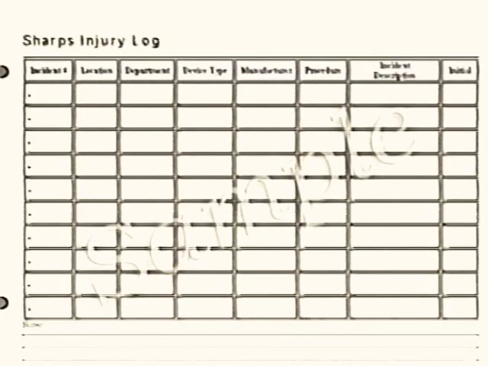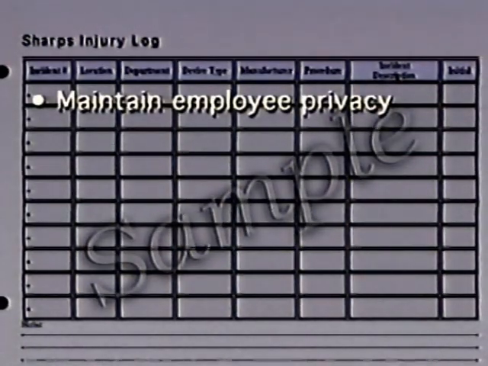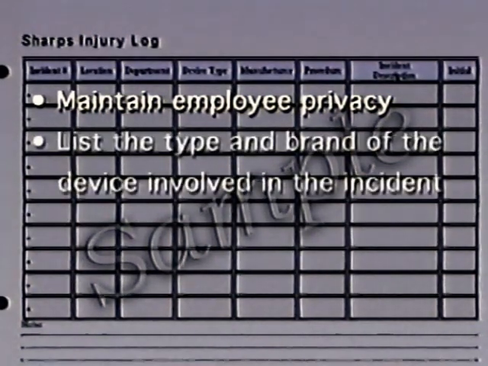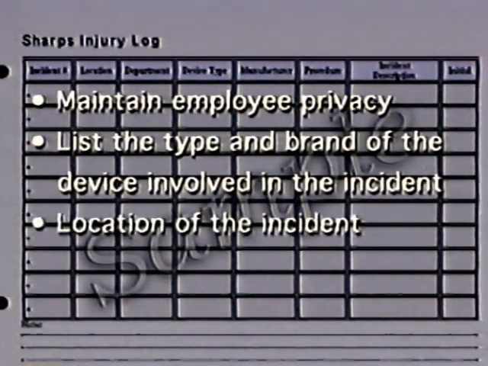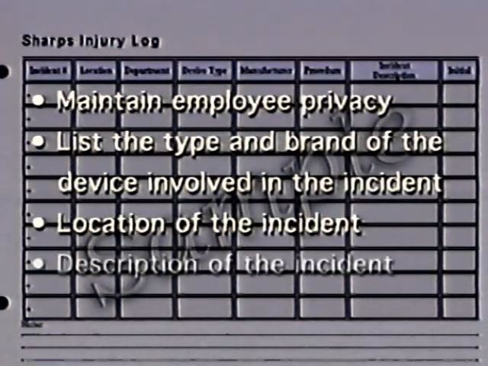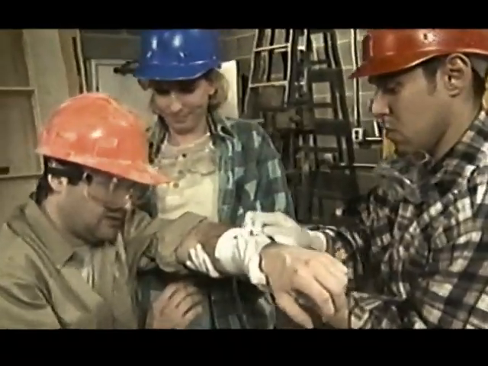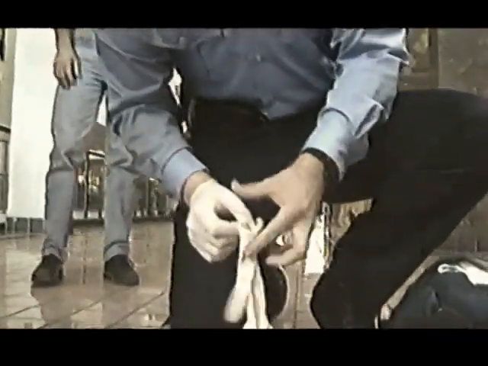Employers must maintain a sharps injury log for the recording of injuries from contaminated sharps. The log must maintain employee privacy, list the type and brand of the device involved in the incident, include the location of the incident and description of the incident. This training is only a part of an overall exposure control plan. This plan is an important step in eliminating or minimizing employee exposure to blood or other potentially infectious materials.